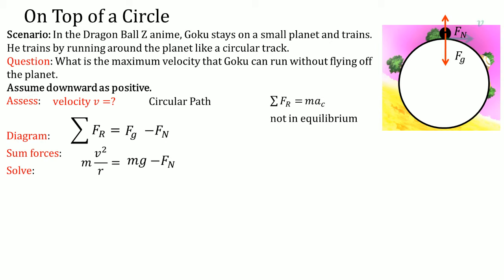We are looking for this velocity. Please look at the picture. That's the velocity that we're looking for. So we're solving for that v in our equation. Please note that Fn is going to be 0 in this case.